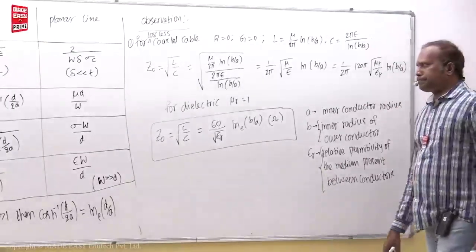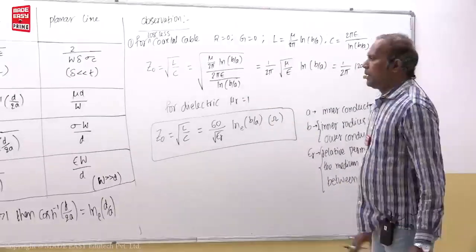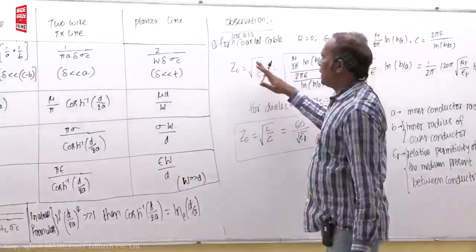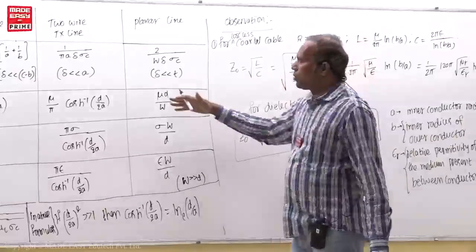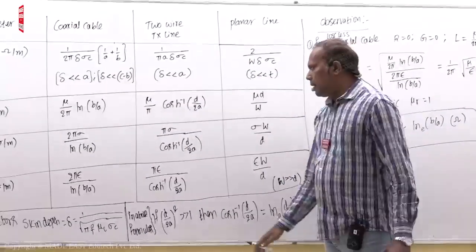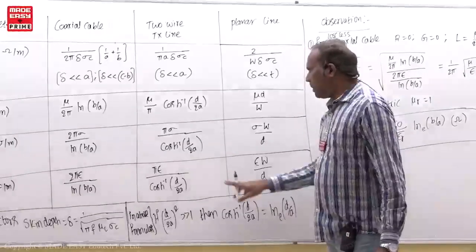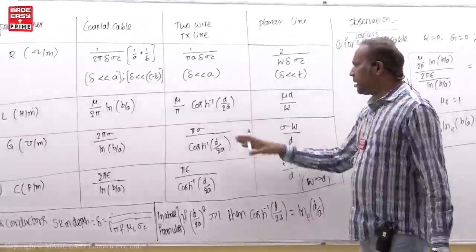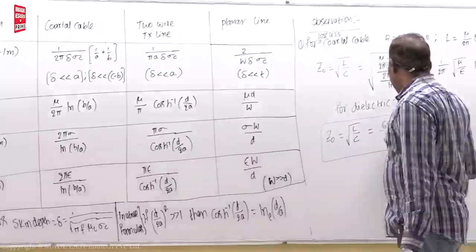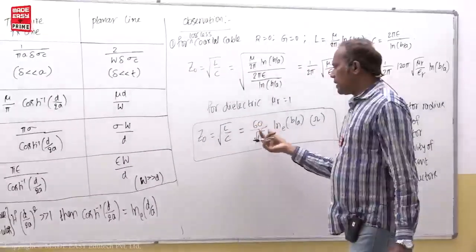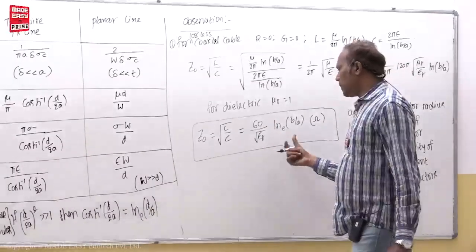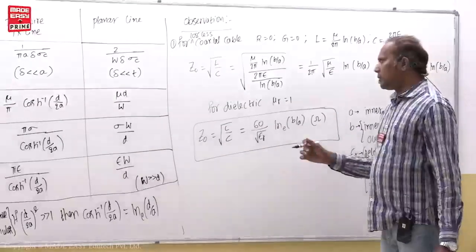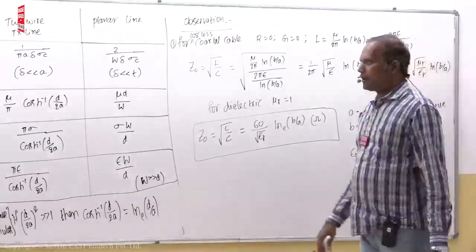So dear students, similarly, if you calculate the characteristic impedance of the lossless two-wire transmission line, now by taking ln d by a in place of cosh inverse d by 2a, you get a similar formula, but in place of 60 you get 120 by root of epsilon r, ln d by a you get. So I will write that there.